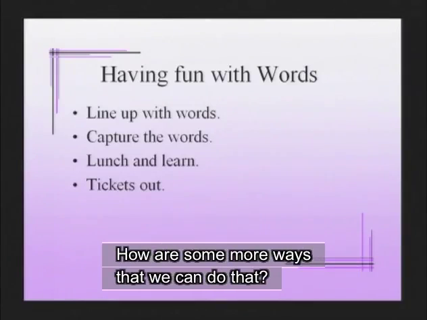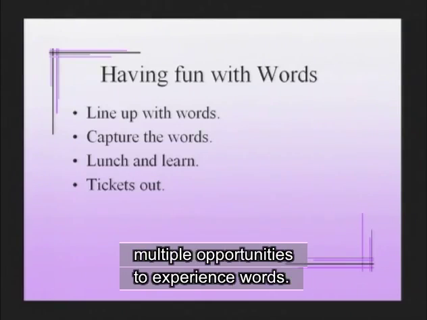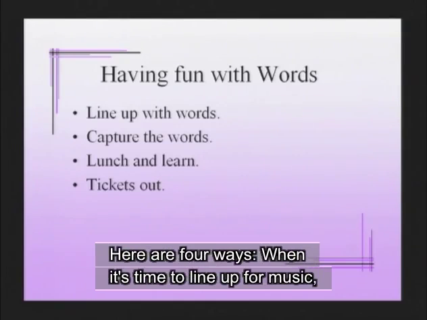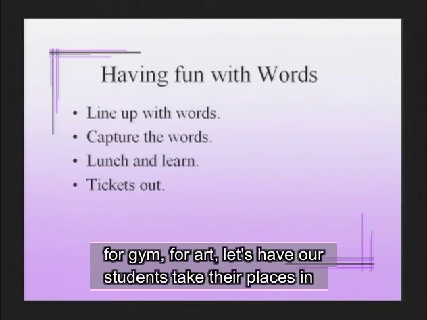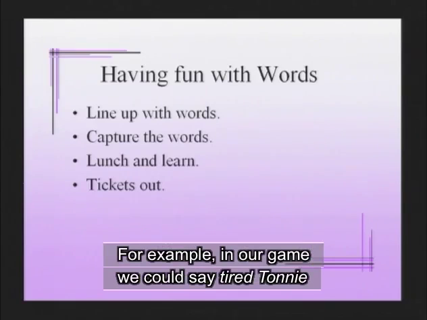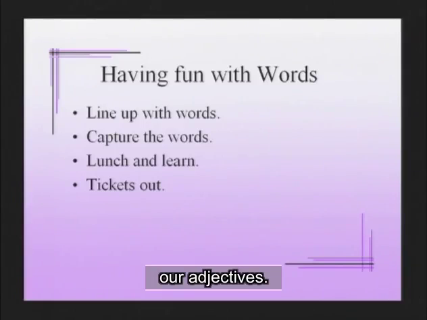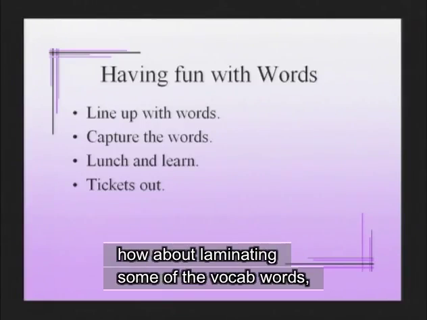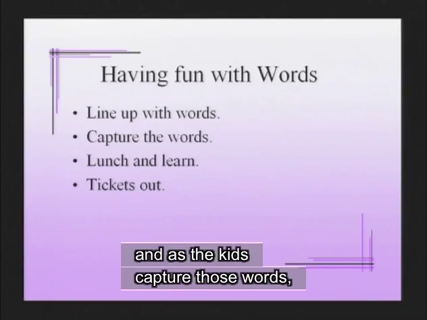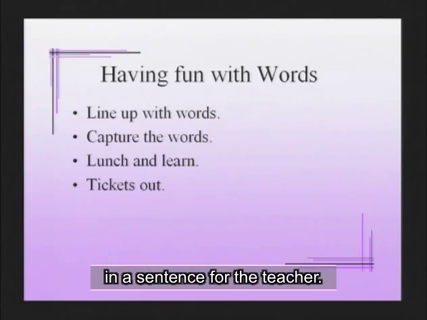How are some more ways that we can do that? Well, let's have fun with words by allowing our students multiple opportunities to experience words. Here are 4 ways. When it's time to line up for music, for gym, for art, let's have our students take their places in line by saying an adjective that begins with the same letter as their name. For example, in our game we could say tired Tawny or terrific Tawny, but what we have is another way of practicing our adjectives. In PE, instead of capturing the flag, how about laminating some of the vocab words? And as the kids capture those words, they get to keep them if they can define them and use them in a sentence for the teacher.